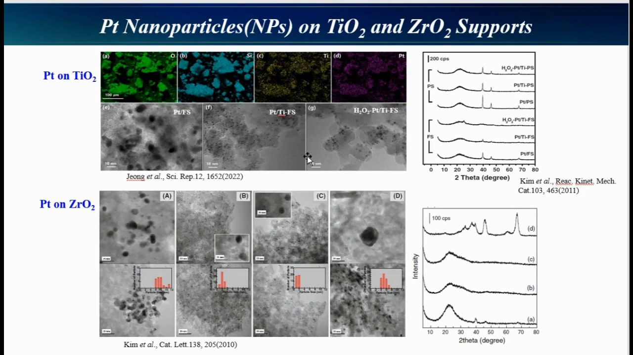To apply to practical systems, we prepared platinum nanoparticles on titanium oxide and zirconium oxide supports as shown in these figures. The EDS, high resolution TEM, and XRD show that tiny platinum nanoparticles are distributed on titanium oxide and zirconium oxide supports. However, they don't demonstrate which one is platinum or titanium or zirconium.